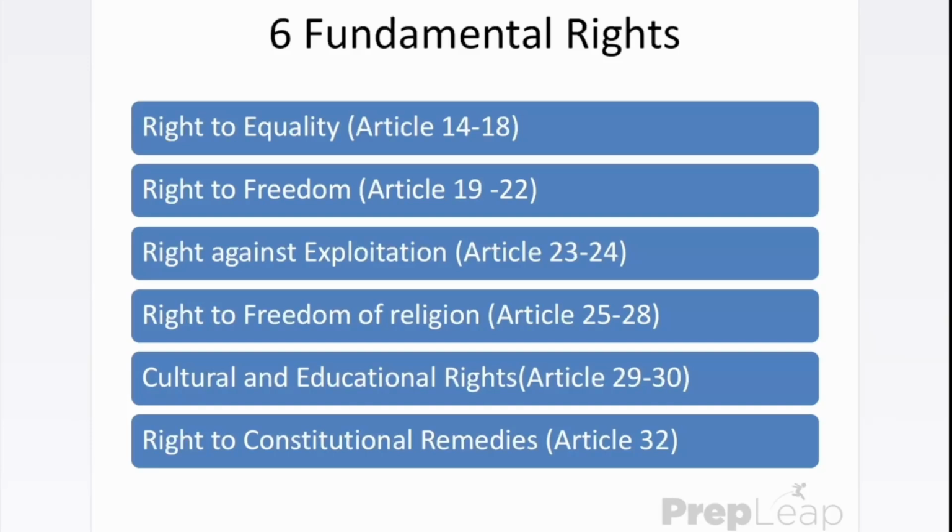The first is the right to equality, which has been described from Article 14 to 18. Then there is the right to freedom. In the right to freedom, they have been talking about what all freedoms are available to an individual. Then there is the right against exploitation, right to freedom of religion, cultural and educational rights, and finally, the right to constitutional remedy. So, in understanding this, let us also try to understand the features of these fundamental rights first.